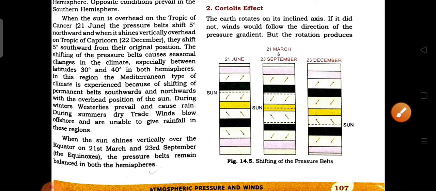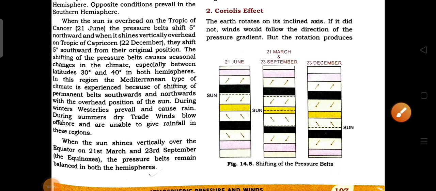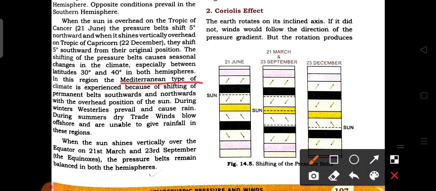The region of the Mediterranean type of climate is experienced because of the shifting of the pressure belt southward and northward with the overhead position of the sun. So, we experience the Mediterranean type of climate because of the northward and southward shifting of the pressure belt, which causes a change in the position of the sun.